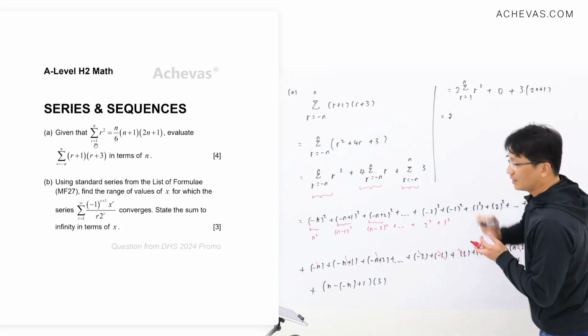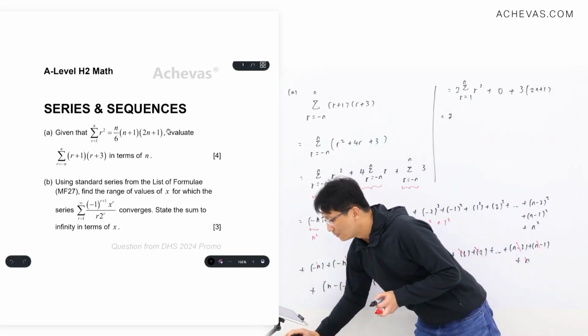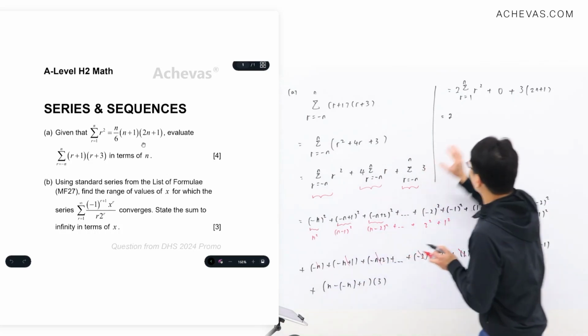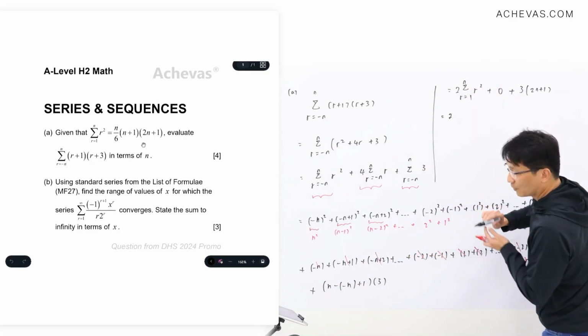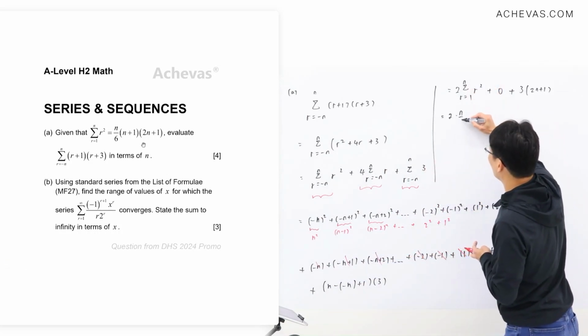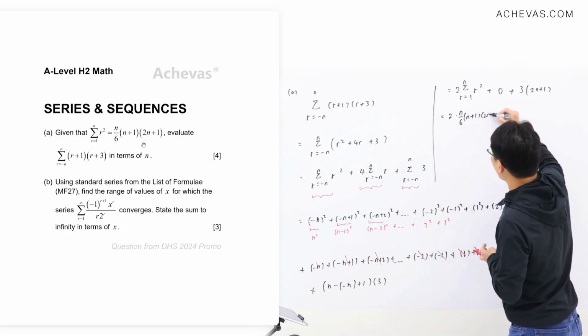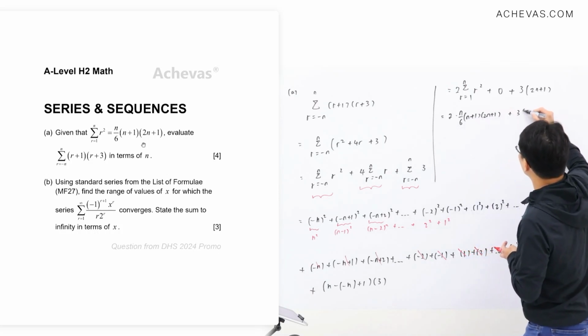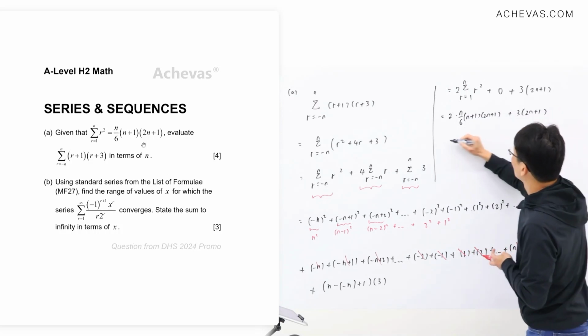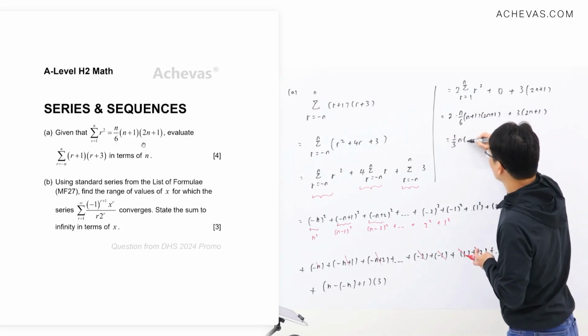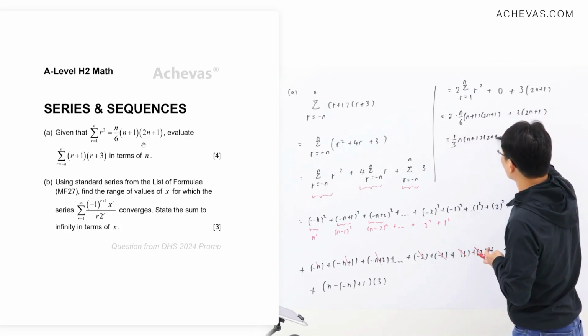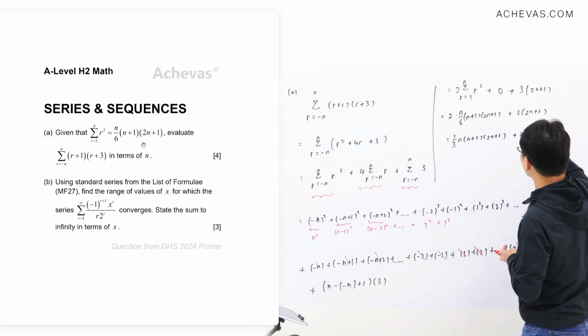And now we can finally make use of the information given to us. I can replace this particular term with what they have given us. I'll get n over 6, n plus 1, 2n plus 1, plus 3, 2n plus 1. Final answer, I will end up with this and this.